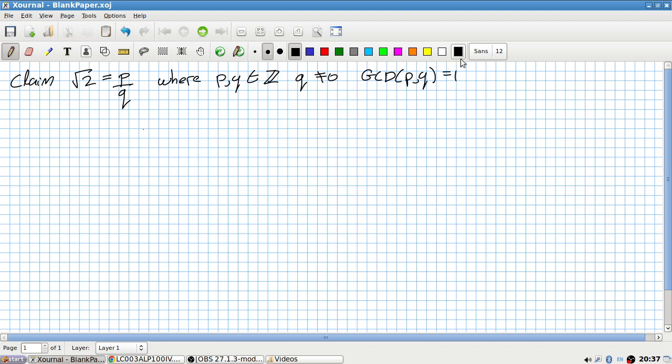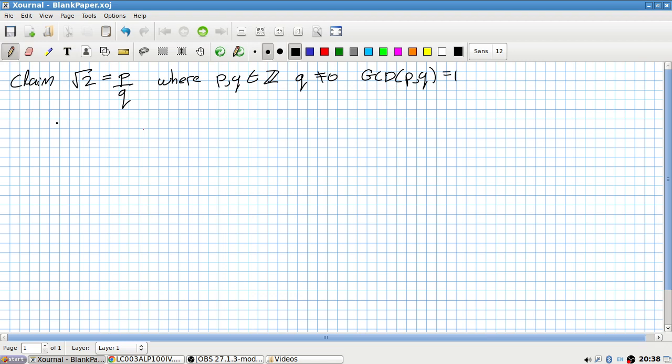Basically meaning that you can't simplify them down anymore. So you wouldn't say p is 2 over 4. You would say it's 1 over 2. So I don't think they really need you to say this in the Leaving Cert proof. I'm not 100% sure, but it's supposed to be there.